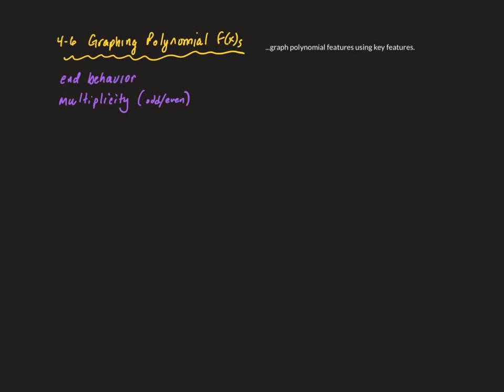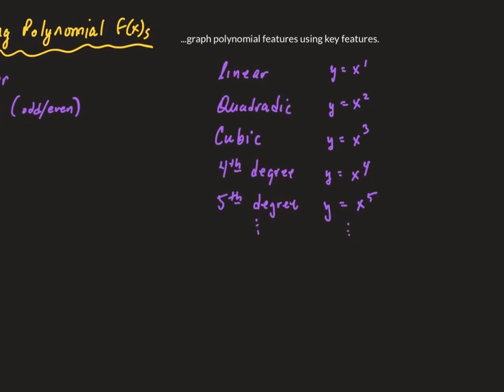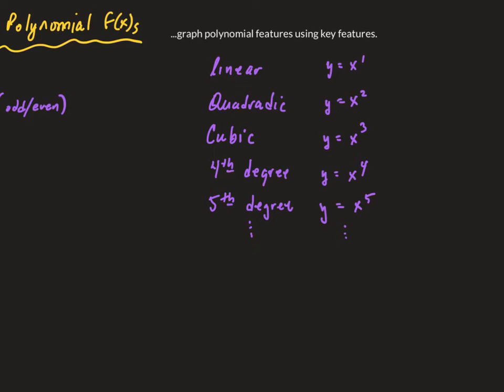As we begin graphing polynomial functions, that's a misnomer because we've actually been graphing polynomial functions all along. We have graphed linear, quadratic, cubic. As we start talking, we'll talk about this fourth degree. And what I've done is I've given you some examples.